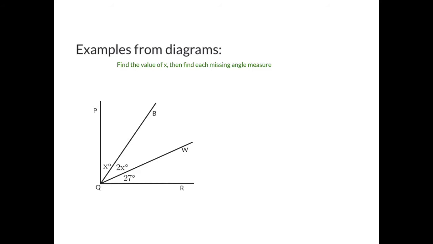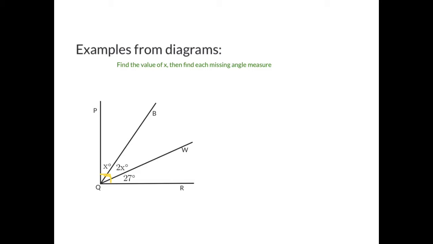We're going to take a look at how we can use this a couple different ways. First one we're going to look at is from the diagram. In this particular problem, we're finding the value of x, then finding each missing angle measure. Technically you're not given any information in here. I probably should have put this in the picture, but there's the yellow marking I just added that says that is all complementary. They add to equal 90 degrees.